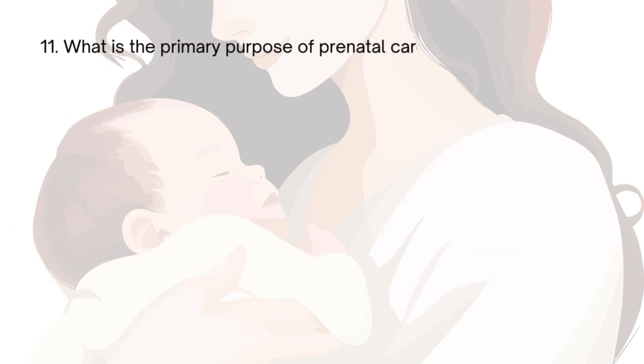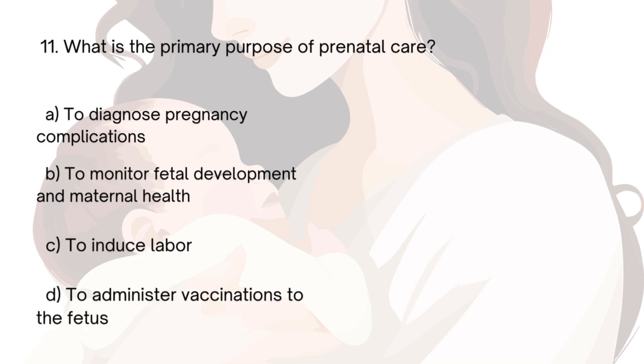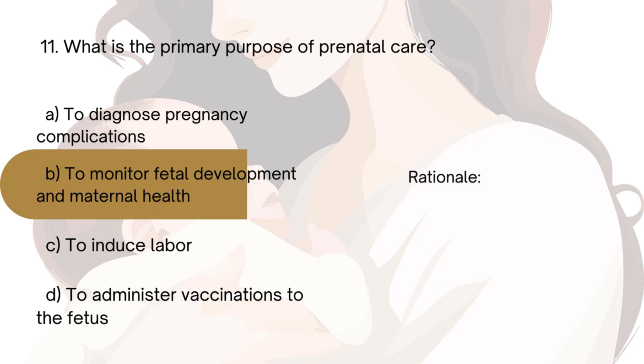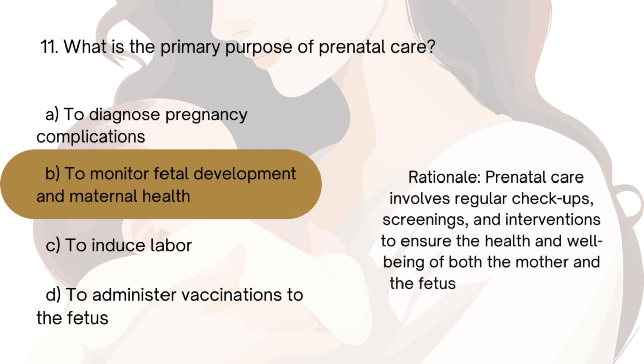11. What is the primary purpose of prenatal care? A. To diagnose pregnancy complications. B. To monitor fetal development and maternal health. C. To induce labor. D. To administer vaccinations to the fetus. Rationale: prenatal care involves regular checkups, screenings, and interventions to ensure the health and well-being of both the mother and the fetus during pregnancy.